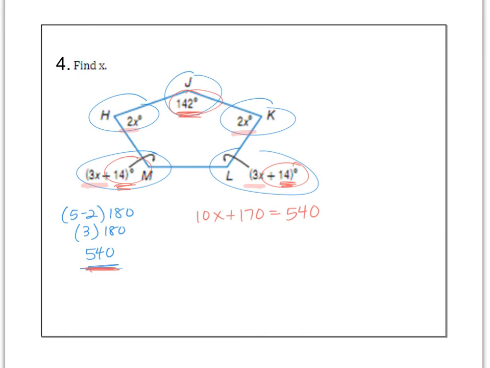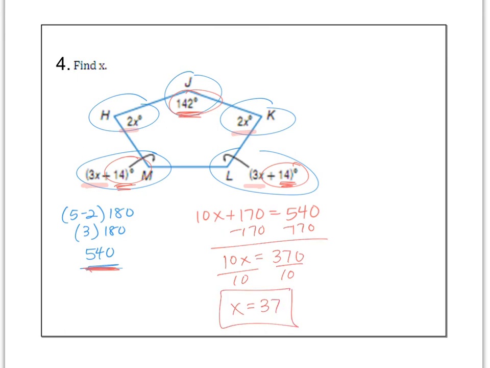Now we're going to subtract 170. So we have 10x equals, if you punch in 540 minus 170, you should get 370. Divide by 10. x equals 37. Are we done? We are.